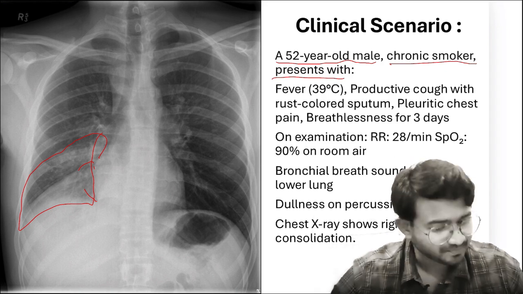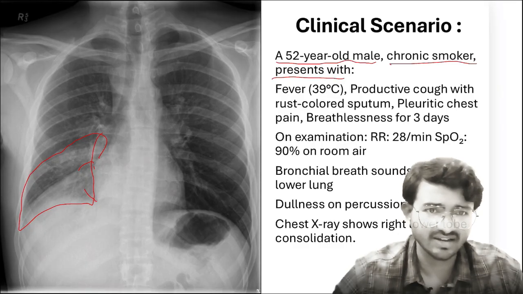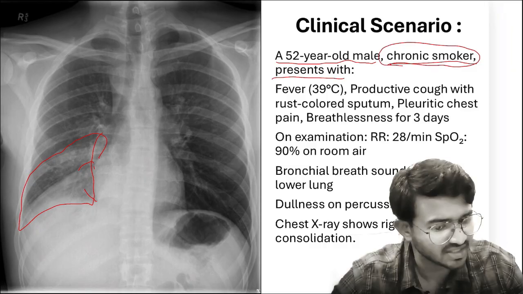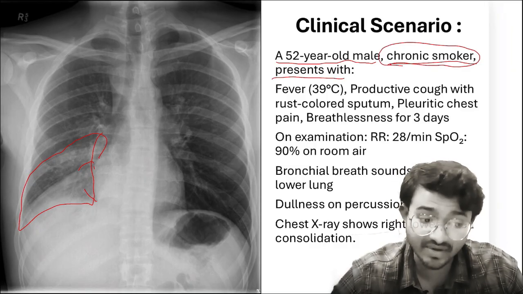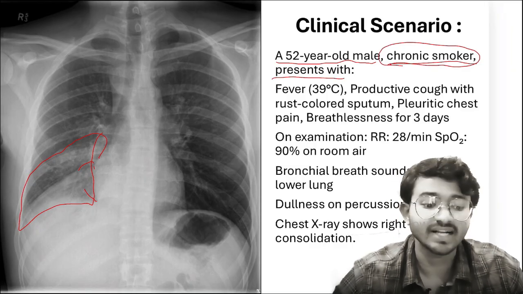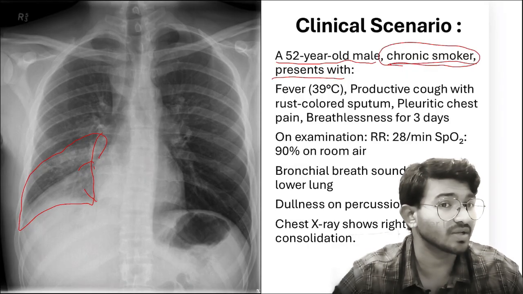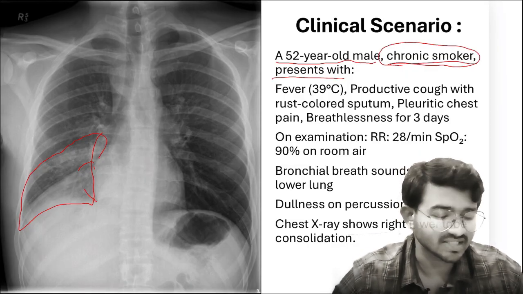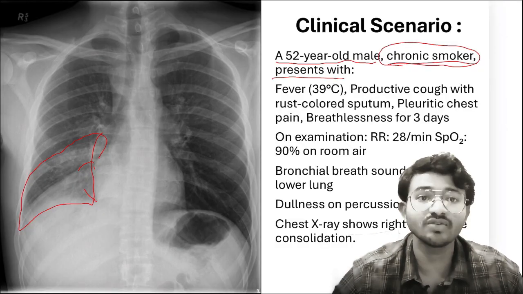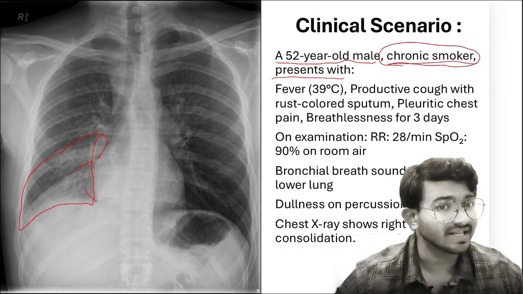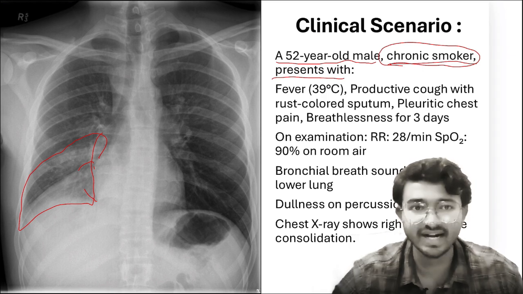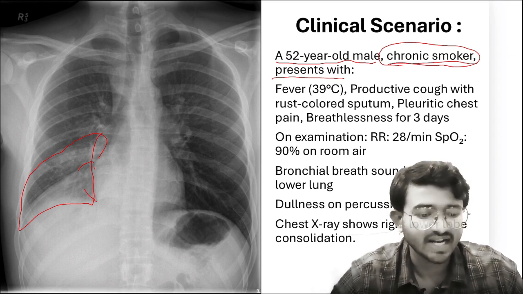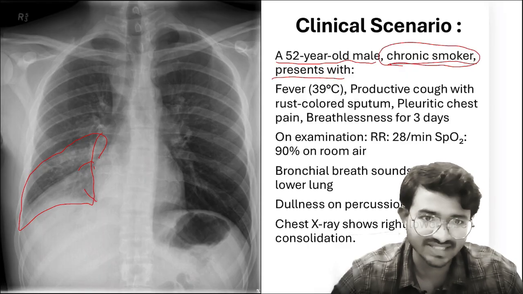Okay, so why did this patient get this problem? The risk factor we can see here is chronic smoking, and the clinical features are fever, productive cough, and rust colored sputum. Rust colored sputum means something is causing that sputum, some organism. Next, pleuritic chest pain, because something is going on in the lung field, in the lung parenchyma. That's why the patient has pain. We will discuss everything in pathophysiology. Next, you can see breathlessness, shortness of breath.